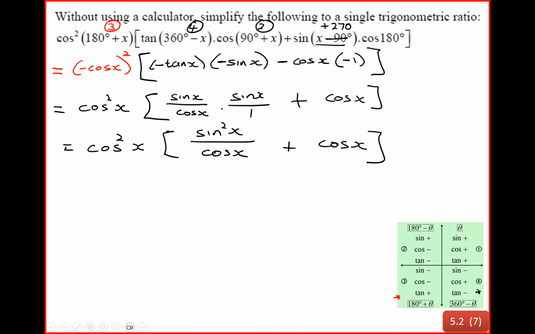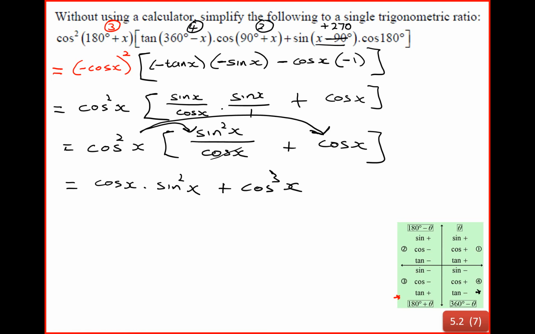So what I'm going to do here is use the distributive law. Cos squared x times sine squared x over cos x, and the cos x will cancel off with the square, and that will give us cos x times sine squared x. Then I'm going to multiply cos squared x with the second term in the bracket, and that'll give me cos cubed x.